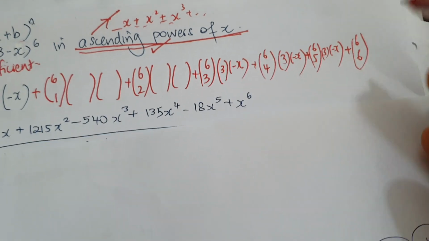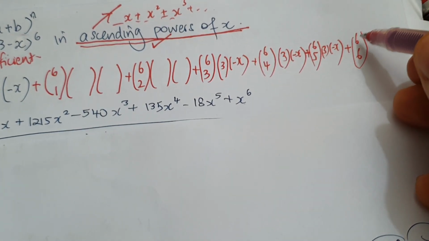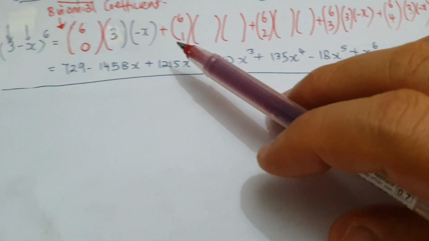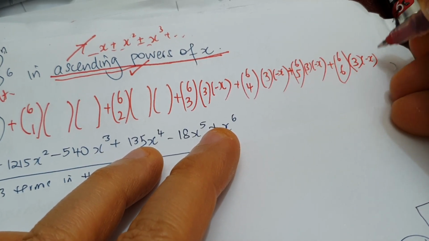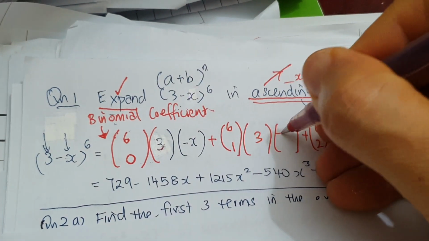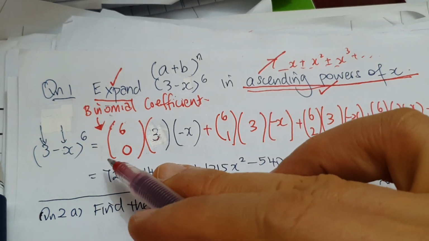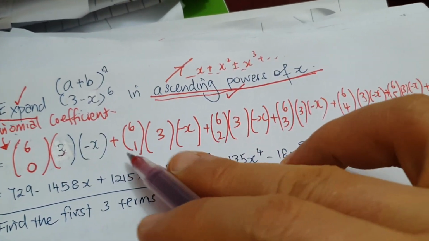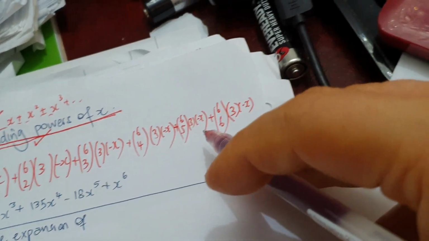The final one, right, will be 6, 6. Once you reach the same number as the power, the top here, you stop. Alright, so this is how we do the binomial expansion, but not complete yet. What I've done so far is just to write down the binomial coefficient of each resulting term.